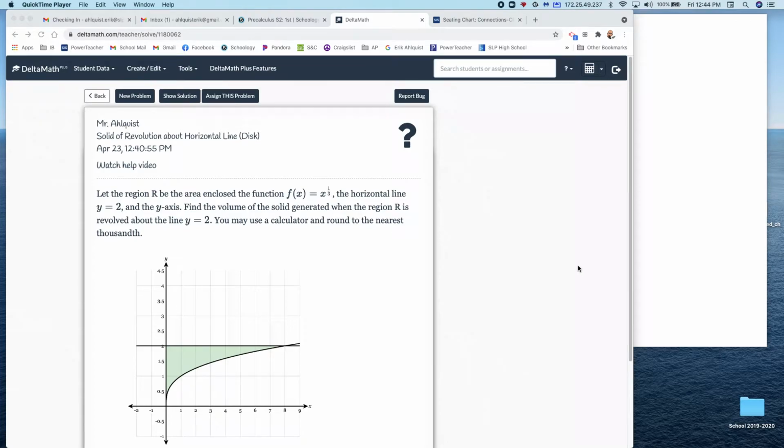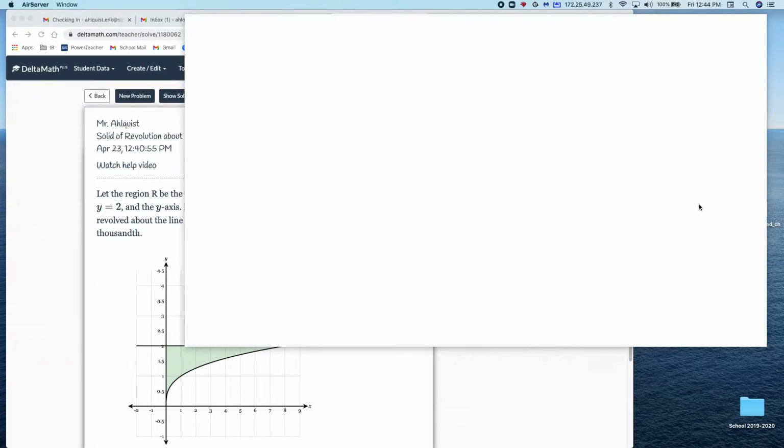A different kind of region and volume. And this is section 8.9. Volume using the disk method.